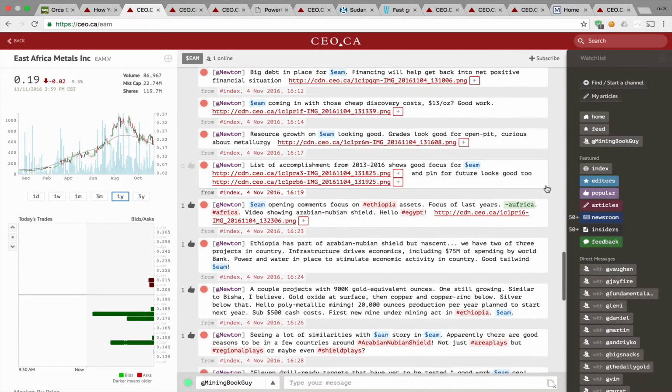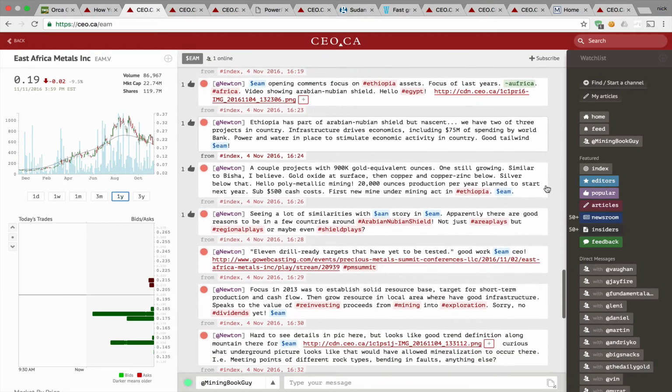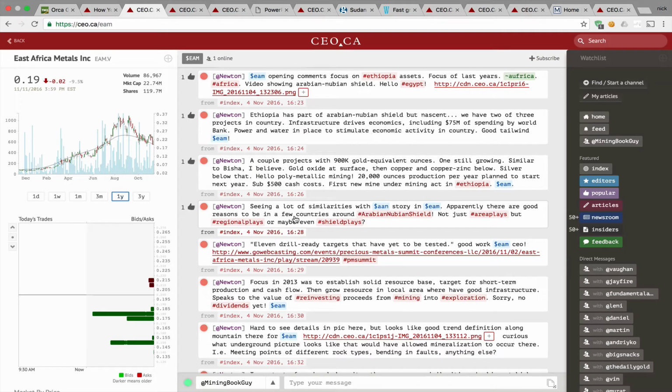Again, we're going to get into this in a sec, but I wanted to go into, there we go. This was one of the key posts. Seeing a lot of similarities with AAN. That's Aton Resources. I'll get into that as well. But apparently there are good reasons to be in a few countries around the Arabian-Nubian Shield. Area plays, regional plays, shield plays.